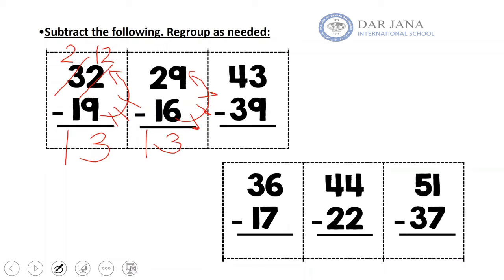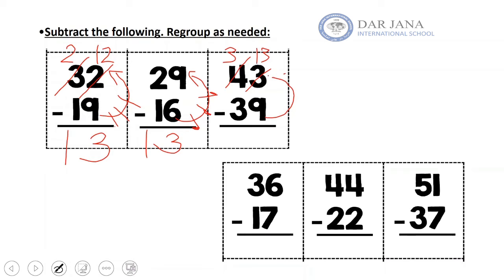Now, 43 minus 39. 3 minus 9. Who can tell me? Do we have to regroup here? Do I have enough on the top? No. I have more on the floor. So you have to go next door. So the 3 will go to borrow from the 4. The 4 will become 3. And the 3 will become 13. 13 minus 9.